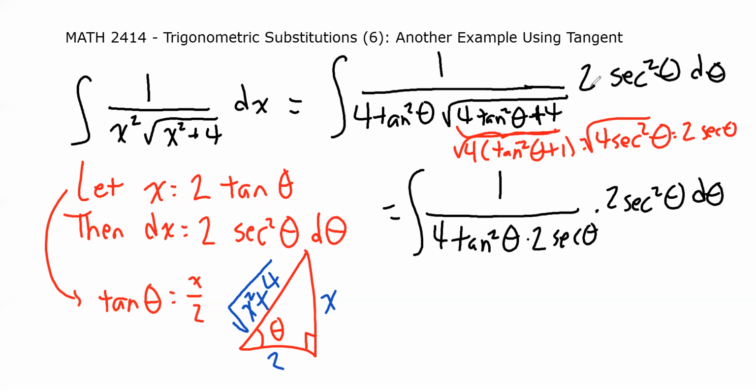And now we start simplifying this. Because we have a fraction, any factor on the top can cancel a factor on the bottom. So the 2's can cancel. And one of the secants can cancel with the secant in the denominator, but we still have a secant left over there next to the d theta. Let's put all this together into one fraction now. On the bottom, we still have 4 tangent squared theta. And on the top, the only thing left is secant theta.